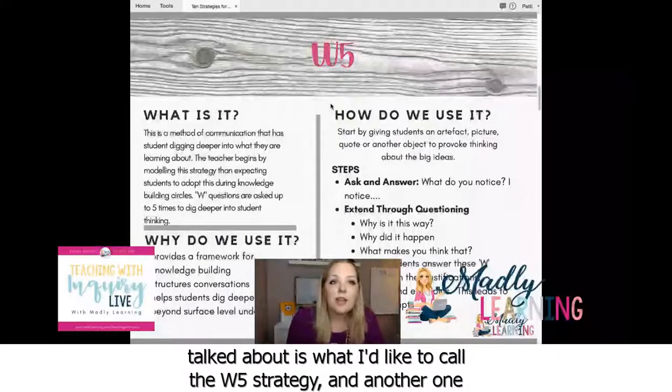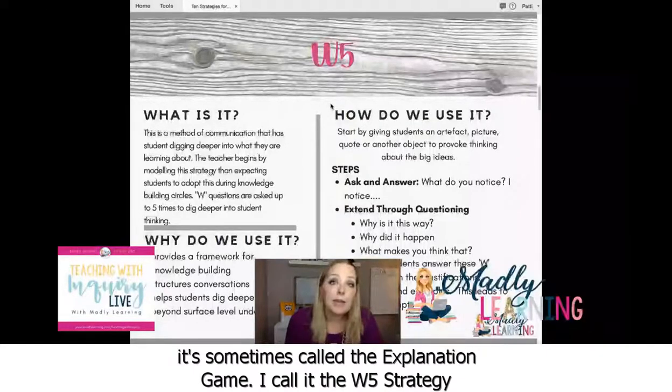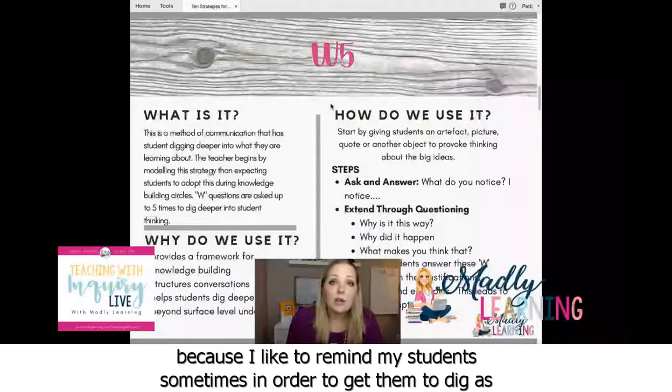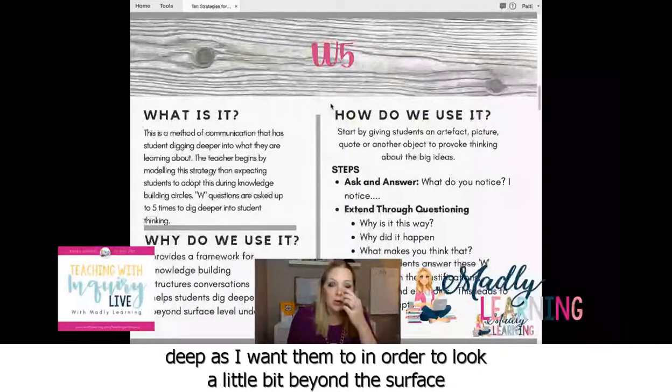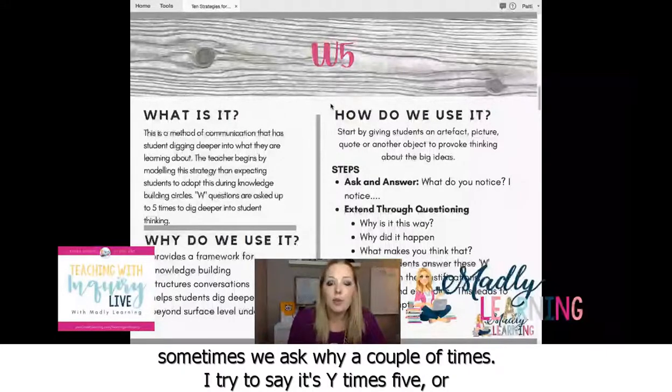The other one I've talked about is what I like to call the W5 strategy. And another one is sometimes called the explanation game. Now, I call it the W5 strategy because I like to remind my students sometimes, in order to get them to dig as deep as I want them to, in order to look a little bit beyond the surface, sometimes we ask why a couple of times.